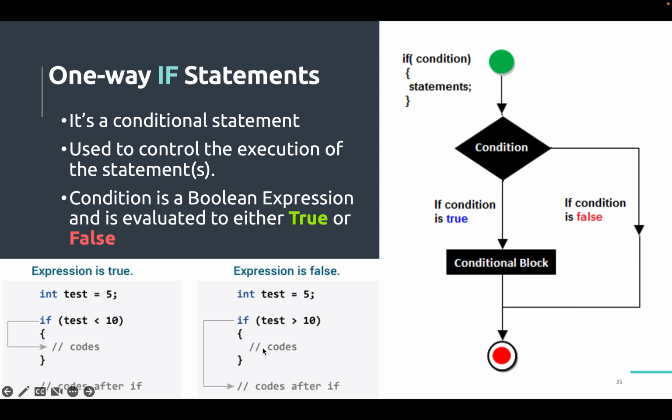And then this just shows if the expression was false. If it wasn't, then whatever's inside the if statement will not be executed, and control will move to after the last line of the curly braces belonging to the if statement.